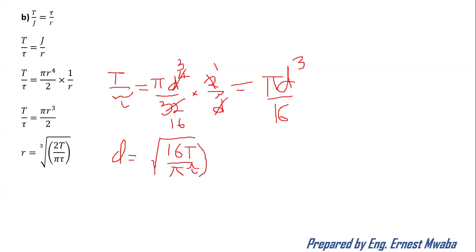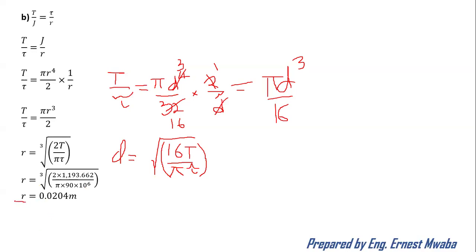This is what I'll have. Instead of 2T over pi shear stress, I can have 16T over pi shear stress. Results, same. If you substitute here, and if you go ahead like we are doing here, you get the same thing. In our case here, I say R is equal to 2 times the torque, divided by pi times the shear stress, which is 90 by 10 power 6, and my R is this.